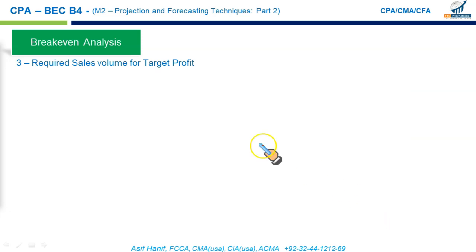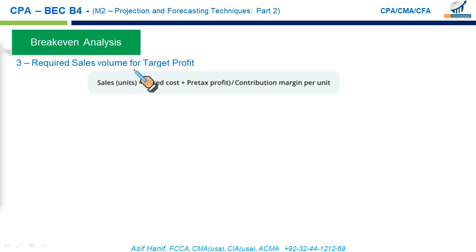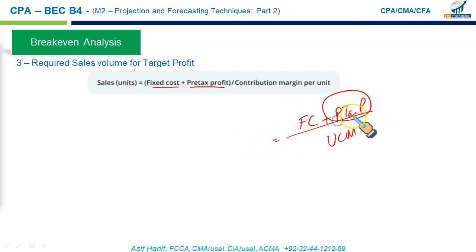Third one, required sales volume for target profit. When we need to attain a certain pre-tax profit, we also need to cover the fixed cost. The formula will be a little different this time. I have to cover not only the fixed cost, but I also need to earn a certain pre-tax profit, and you divide it by the unit contribution margin. In the previous formula, it was fixed cost upon unit contribution margin; now we have this additional item in the numerator because we need to earn some profit also.